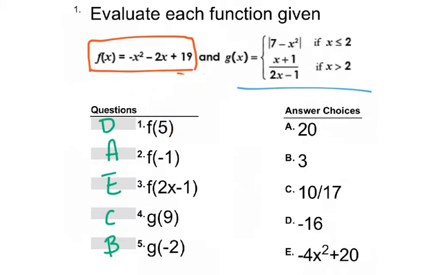Alright, so for the next one, F of negative 1 again. So I'm replacing the X's with negative 1. Alright, and that's how I get 20.